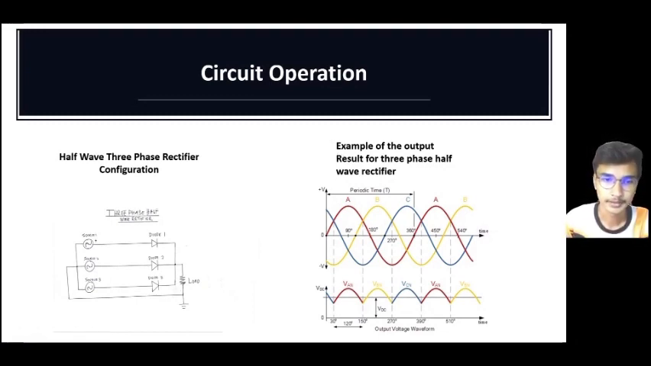Circuit operation, half-wave three-phase rectifier configuration and output results. In this rectifier, 3 diodes are being used to rectify the 3 AC sources. The anodes of all the diodes are connected to their respective supplies, while the cathode terminals are connected to the neutral to form the star connection.